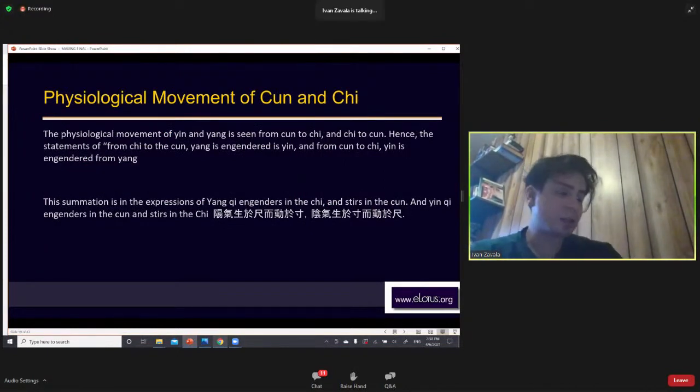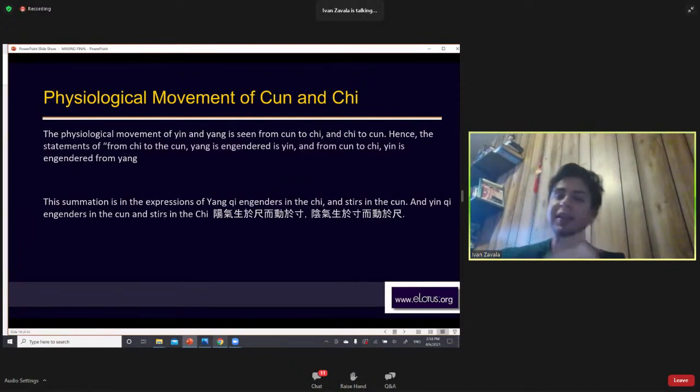So that's the anatomical positions in yin and yang. Now we're talking about the physiological movement of chun and chi. The physiological movement of yin and yang is seen from chun to chi and chi to sun. Hence the statements of from chi to the sun to the chun, yang is engendered in yin, and from chun to chi, yin is engendered for yang.